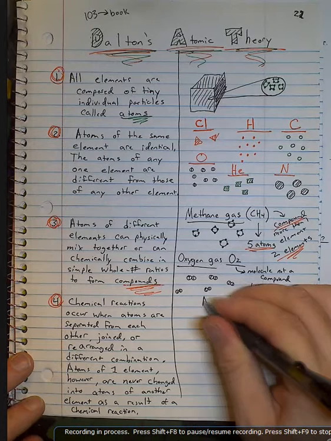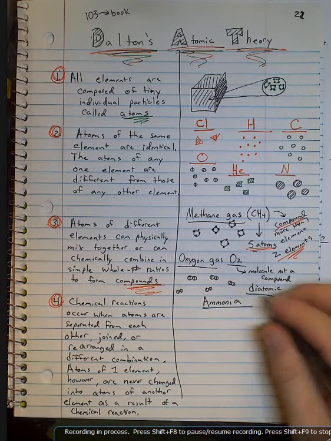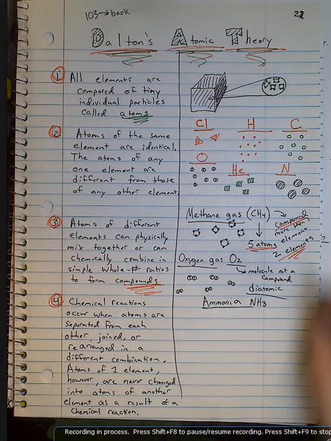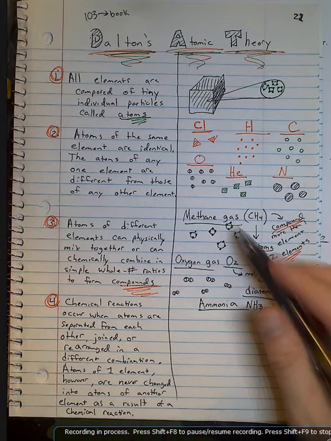Okay. Ammonia is NH3. So that's our nitrogen plus three of our hydrogens. Actually, I should have made these orange. That's okay. So NH3.